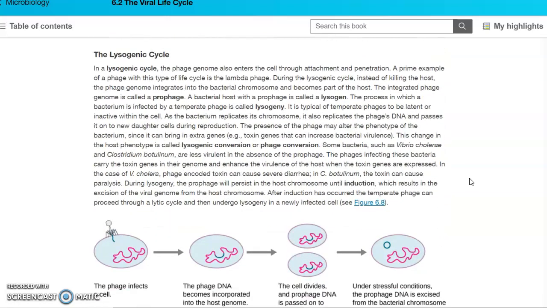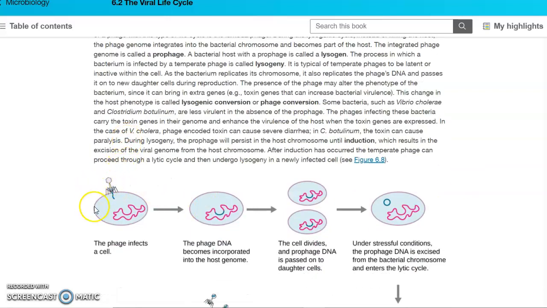Now, in the lysogenic cycle, we also have attachment and penetration. So we have attachment of the bacteriophage to the host cell. We have the penetration, the DNA that has been injected essentially into the host cell. But what happens is that the phage DNA actually becomes incorporated into the host genome. This is called the prophage. So this is the actual DNA of the virus that is now becoming incorporated in the DNA of the bacterial cell. As the cell divides, the prophage DNA is going to be passed on to all of the daughter cells. So from this point on, every time this bacterial cell divides, the daughter cells are going to contain this prophage. They're going to have this extra piece of genetic material that belongs to the original virus.